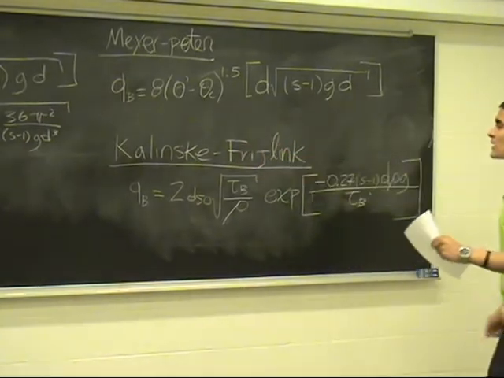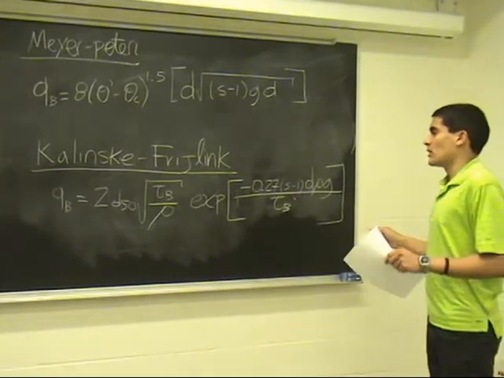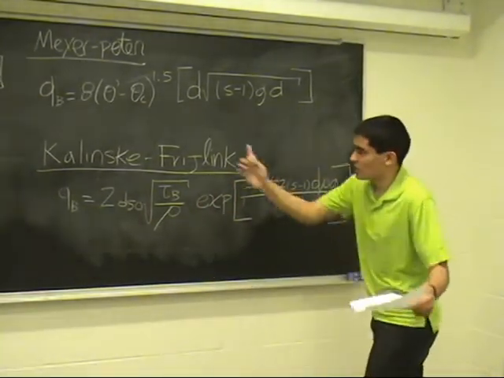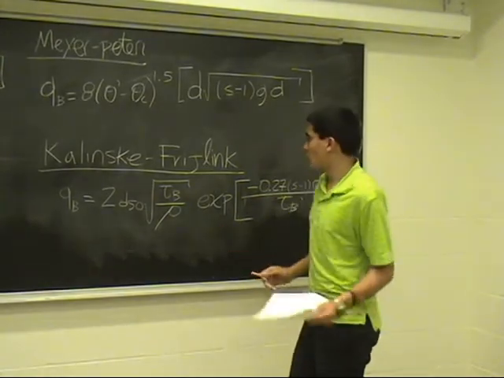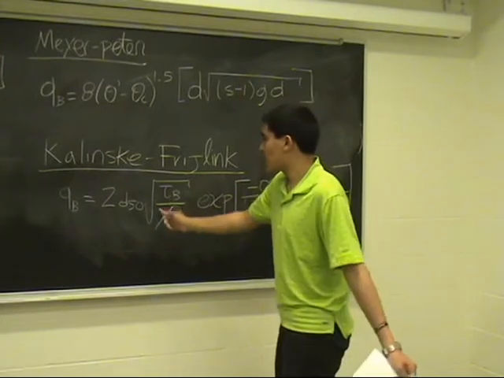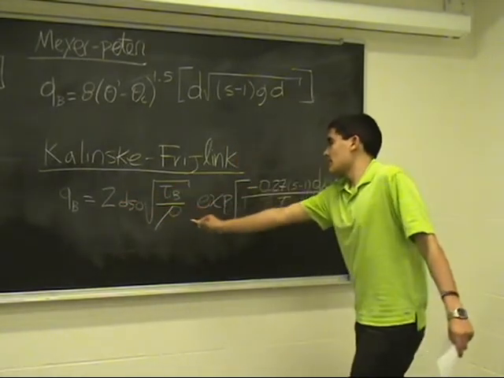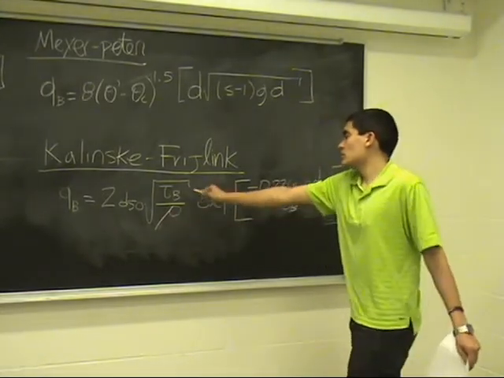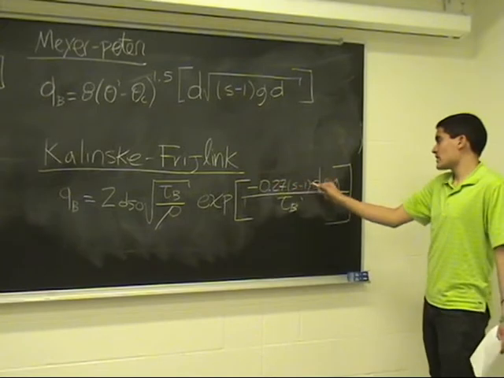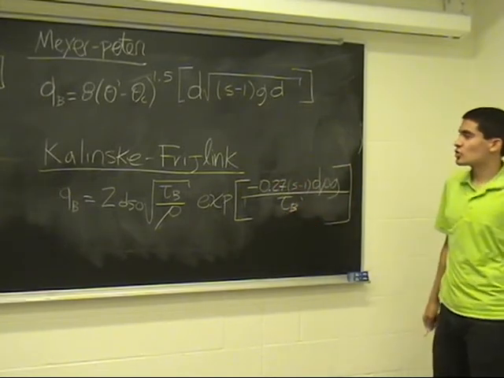Kalinske and Frijlink came in 1952, and they did more experiments and tried to fit the curve to fit most of the points. They did an even fancier relationship, which includes 2 times d50. This, as you may recall, is just the friction velocity, exponent to the negative 0.27, and all these terms, even including the effective shear stress here.